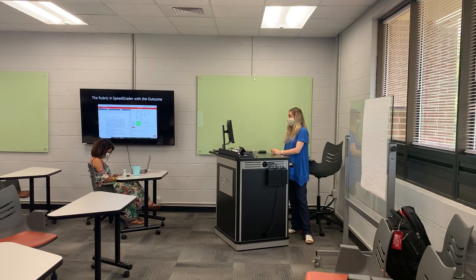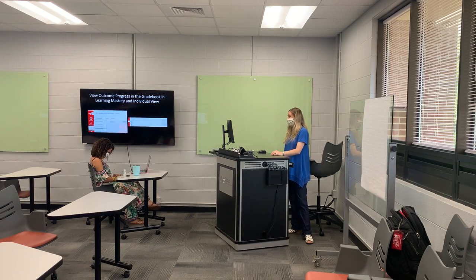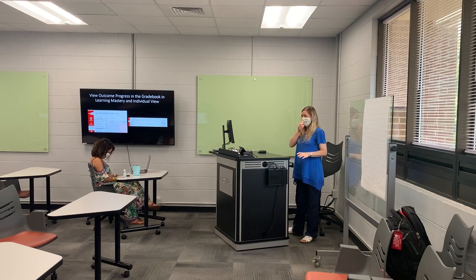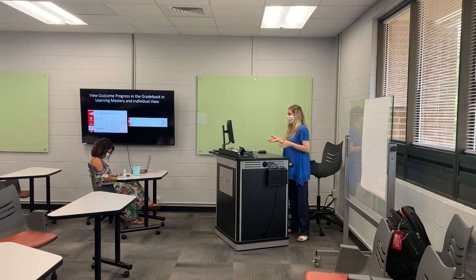And this is what the rubric and SpeedGrader with outcomes would look like, where you have the outcome just added right there and you can click on that as well. And then you can view the progress in Gradebook, and I don't have good screenshots of this really. I can just show you, go to Gradebook and you can look at Learning Mastery or Individual View. I don't have any outcomes, so everything in my Gradebook is completely blank for all my classes.